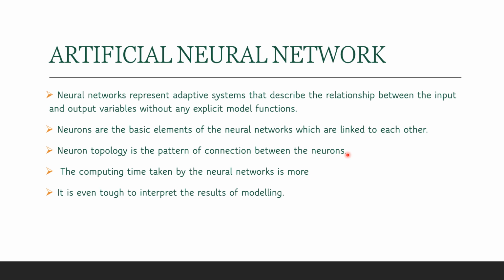These two points represent the demerits of the artificial neural network. The first demerit is that the computing time taken by the neural networks is more. And on top of that, the bigger disadvantage is that it's very tough to interpret the results of the modeling. So this is also another demerit of the artificial neural network.